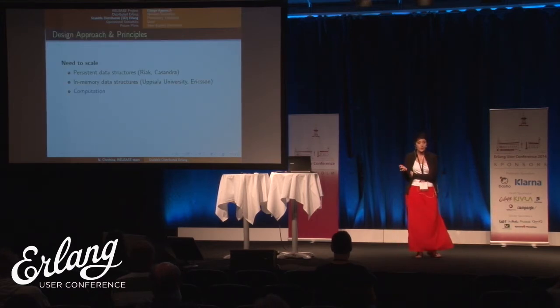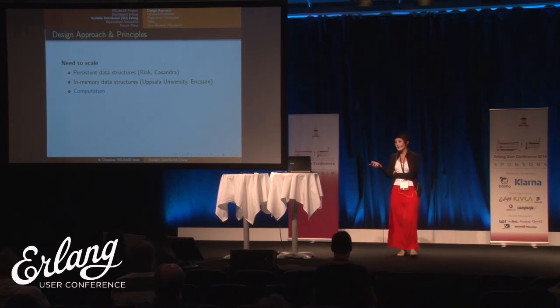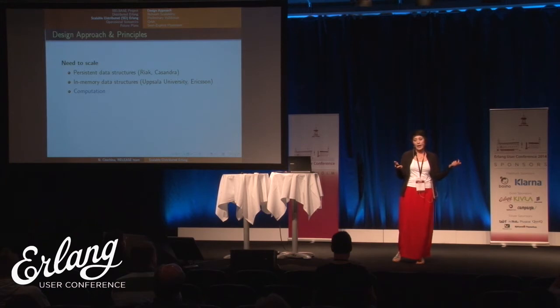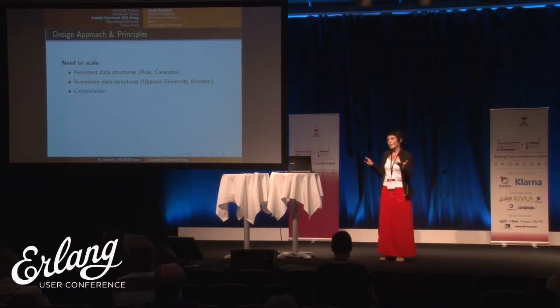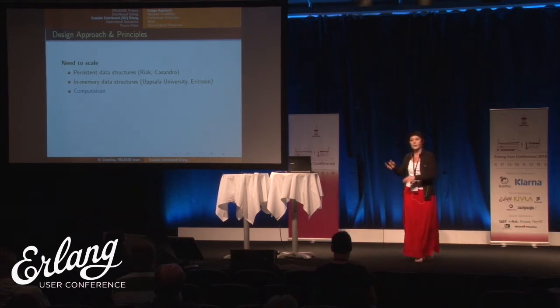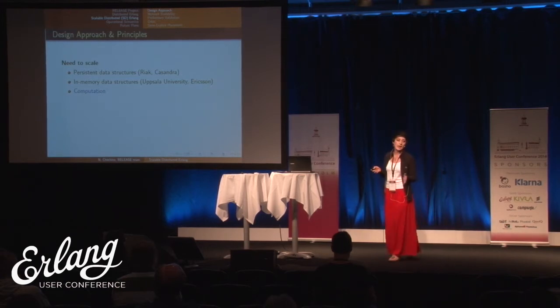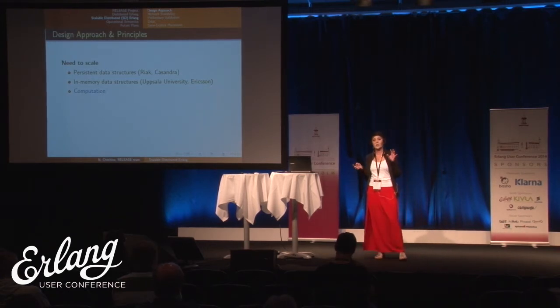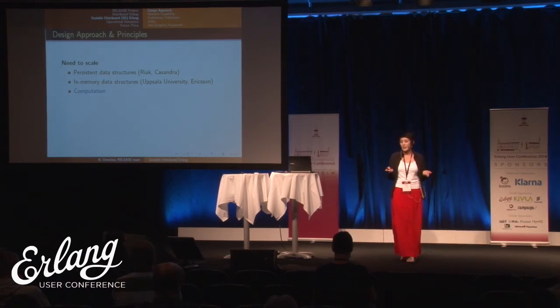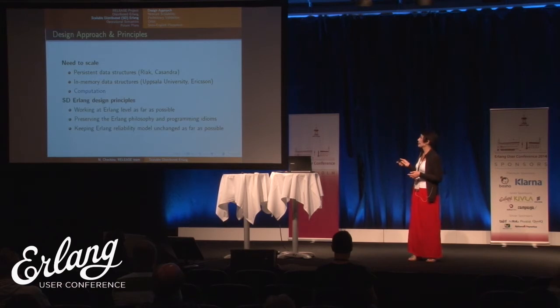So our design approach. When we need to scale a system, we need to scale, first of all, persistent storage, and we need to scale in-memory data structures, and then we need to scale the actual computation. We thought Riak and Cassandra are quite good with scaling those things, so we leave that to them. And then in-memory data structures, and here we talk about ETS tables, and this work is tackled within the RELEASE project, and Uppsala and Ericsson work on that. So our bit is about computation.